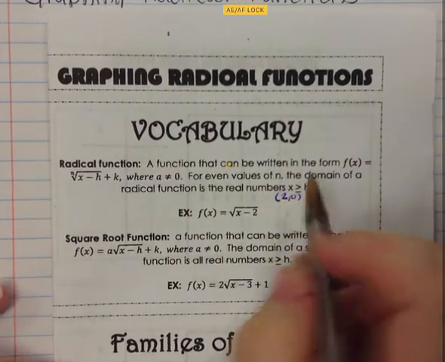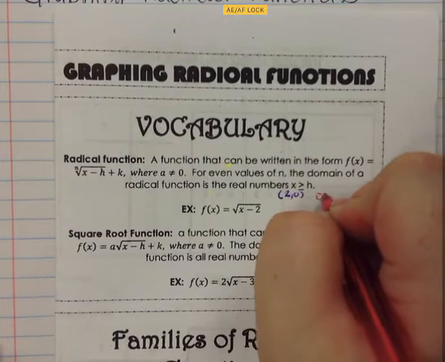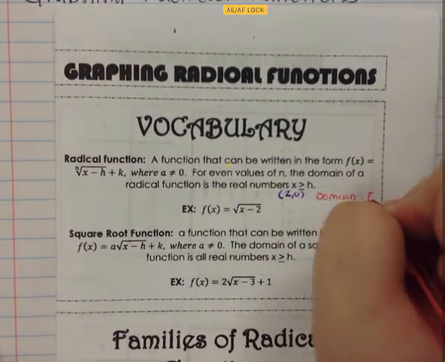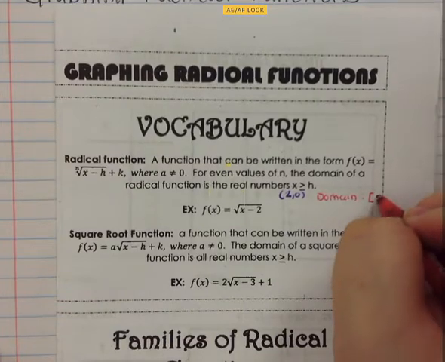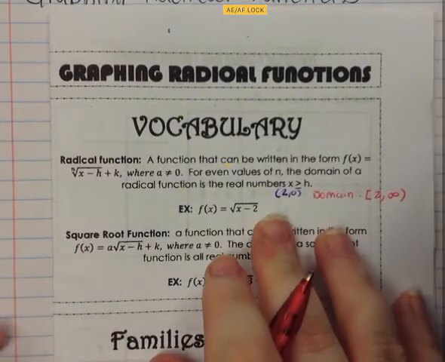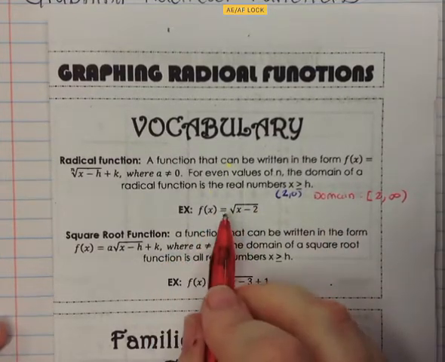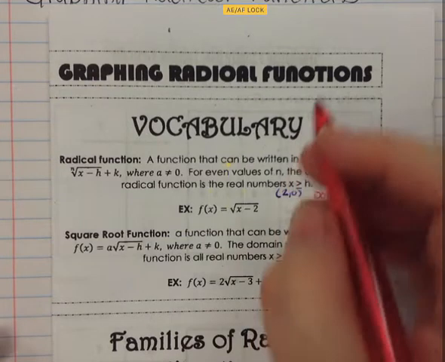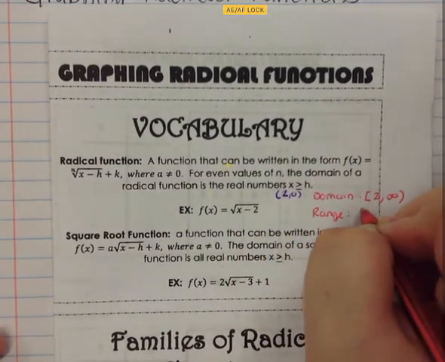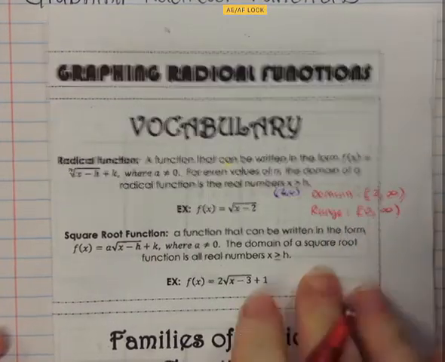So that means that our domain would be written as closed bracket, positive 2, positive infinity, open bracket. Our range, since it is not reflected, would go from closed bracket 0 up to positive infinity, open bracket.